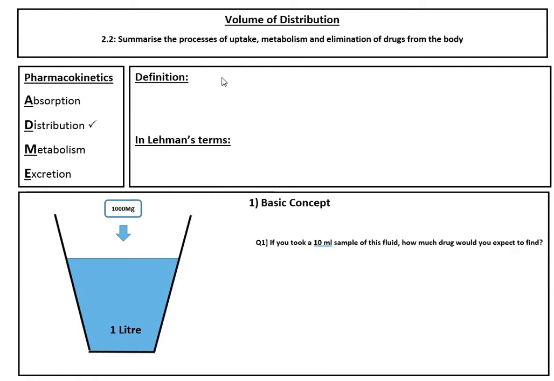Now, to start with, I'm not really going to bother with a definition. It's on the PowerPoint slides that you can find on Moodle, but really, in layman's terms, what we're talking about with the volume of distribution is when you take a drug, how much of that drug either stays in the blood or goes out into other compartments of the body. We'll talk about that later. So the first basic concept is the fact that drugs dissolve, if you like, in the fluid, and they spread out in the fluid.